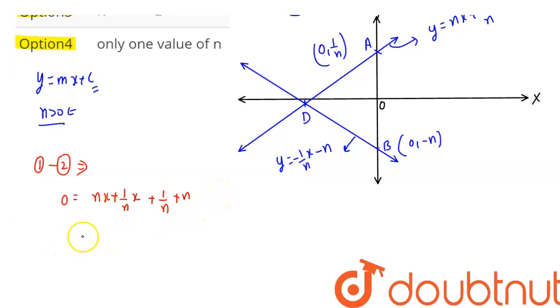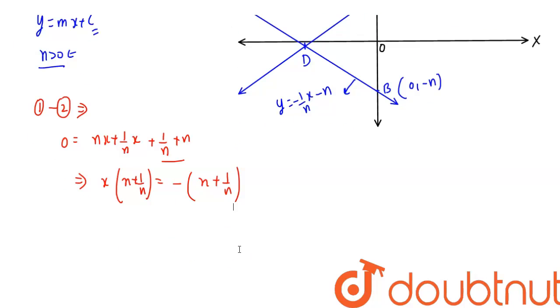Now from this we are going to calculate the value of x. If we take x common, then we get n plus 1 by n, and that would be equal to, if we take this to the other side, the minus common outside, and it would be n plus 1 by n. So from this we get the x coordinate as minus 1, because this thing gets cancelled out with this thing. So we get x as minus 1.